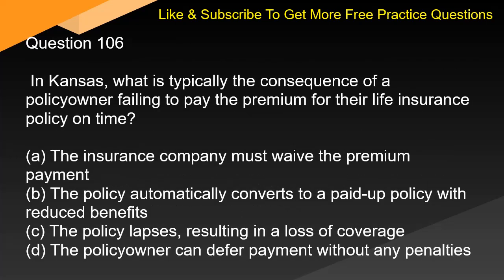Question 106. In Kansas, what is typically the consequence of a policy owner failing to pay the premium for their life insurance policy on time? A. The insurance company must waive the premium payment. B. The policy automatically converts to a paid-up policy with reduced benefits. C. The policy lapses, resulting in a loss of coverage. D. The policy owner can defer payment without any penalties.